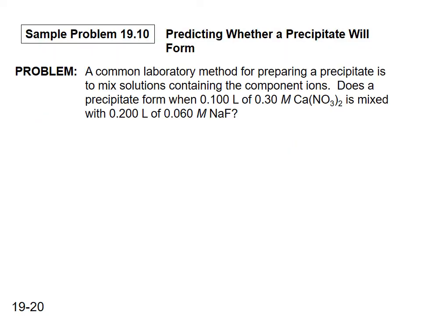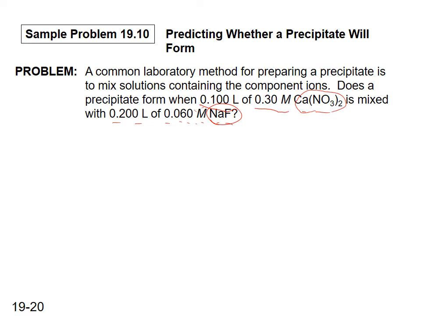Sample problem 19.10. A common laboratory method for preparing a precipitate is to mix solutions containing the component ions. Does a precipitate form when 0.1 liter of 0.3 molarity calcium nitrate is mixed with 0.2 liter of 0.06 molarity sodium fluoride? So we mix two salts.